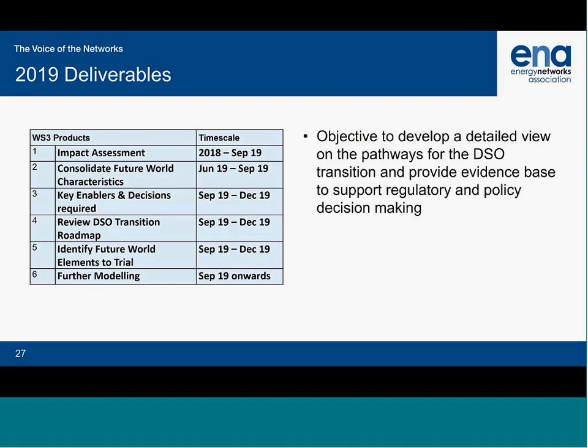I'll sum up there in terms of the key dates for this year's programme. I'm not going to read these out. You can hopefully see them on the screen, but it gives you an indication of the date ranges that we're targeting for each of the components of the programme. So hopefully that covers it. I don't know if there's anything else, Jason, you'd want to point out.